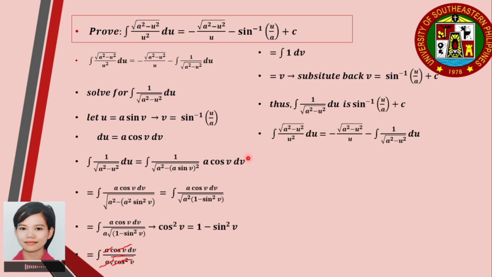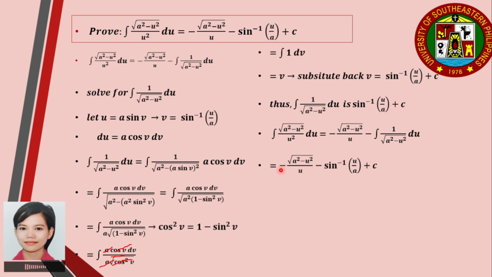So therefore, the integral of the square root of a squared minus u squared all over u squared du equals negative, from this one, the simplified u times v, if I'm not mistaken. We're not mistaken, of course. So square root of a squared minus u squared all over u minus the integral of 1 all over the square root of a squared minus u squared du. So what is again the integral of 1 all over the square root of a squared minus u squared du? It is the arc sine of u all over a plus c.